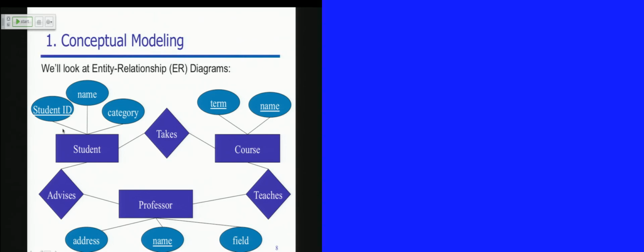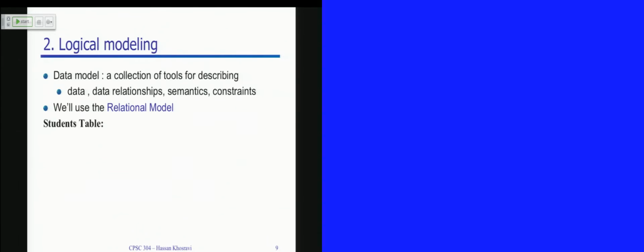For example, for student, you might want to store their student ID, name, and category, and a lot of other information. For courses, you'll have some information. With professors, you have some information. And then you'll have relationships between these. So a professor might advise students, or a student might take a course, or a professor might teach a course. So we're going to start with conceptually thinking about the design, and after we'll take it from there to go to the logical modeling. Once we have that concept in place, how can we transfer that concept into a model that we can use in a database?